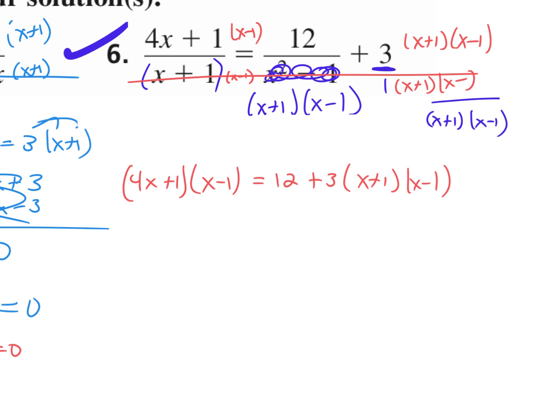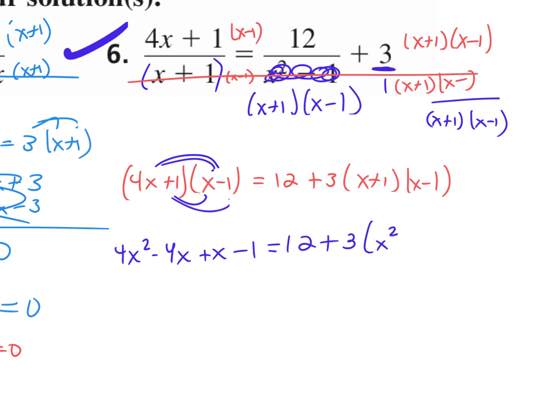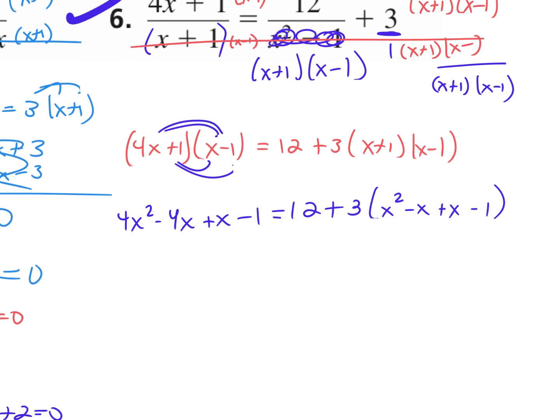What's 4x times x? 4x squared. What's 4x times negative 1? Minus 4x. 1 times x is x. 1 times negative 1 is minus 1. Then on the other side, I have 12 plus. We can leave that 3 here. What's x times x? X squared. What's x times negative 1? Minus x. 1 times x plus x. 1 and negative 1, negative 1.